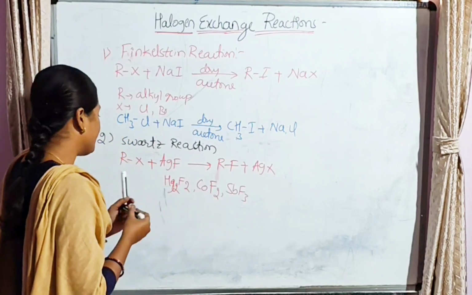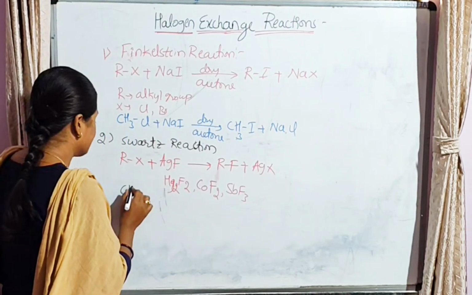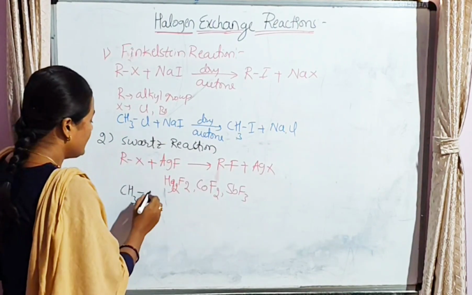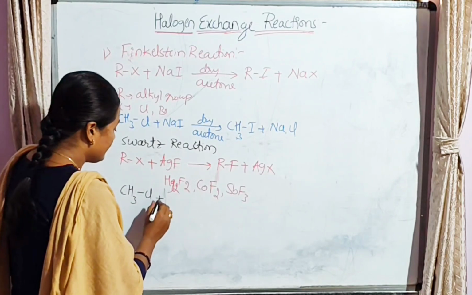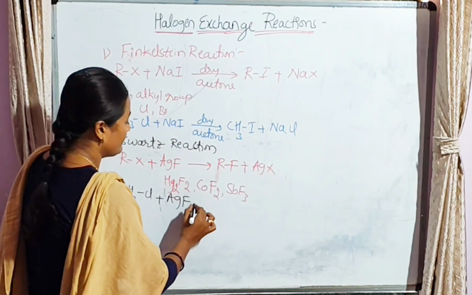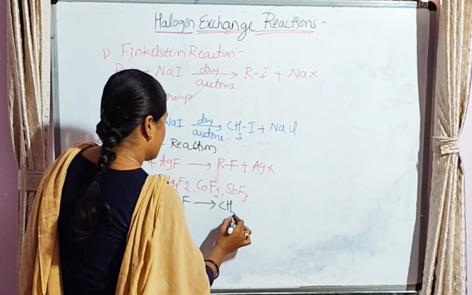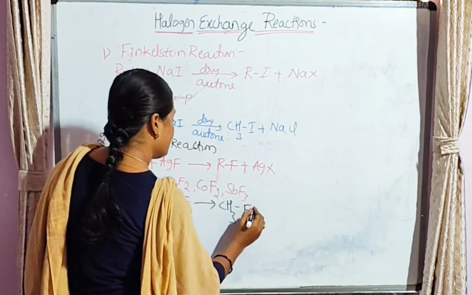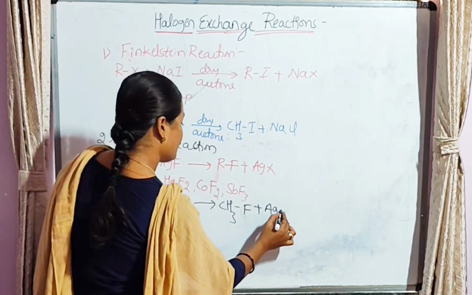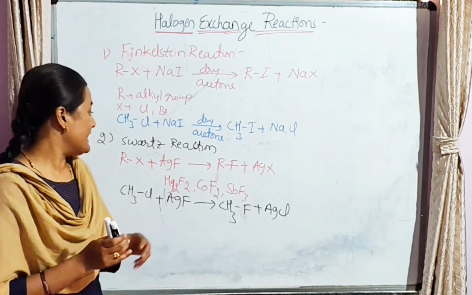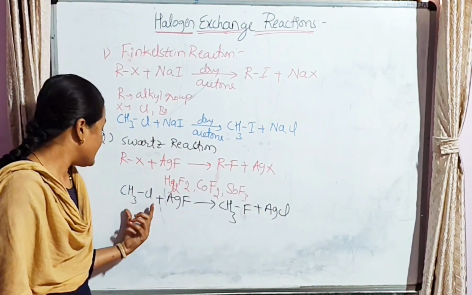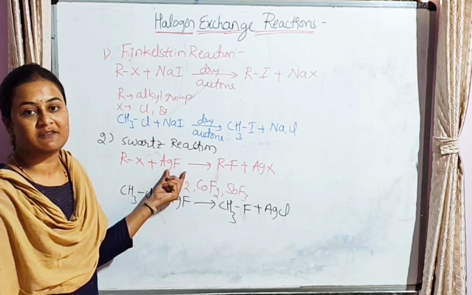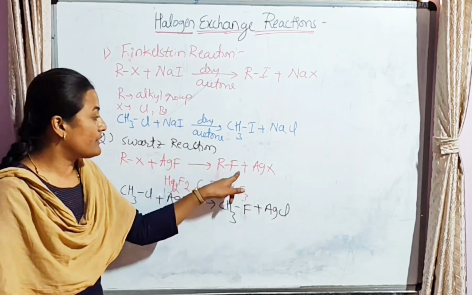Here, we'll take an example for this. In place of R, we write CH3, that is an alkyl group, and in place of X, here also any chlorine or bromine. Chlorine reacts with silver fluoride, it will give alkyl fluoride, CH3F and AgCl. In place of X, write Cl. See here, the Swarts reaction tells that alkyl halides react with silver fluoride. It will give alkyl fluoride and silver halide.